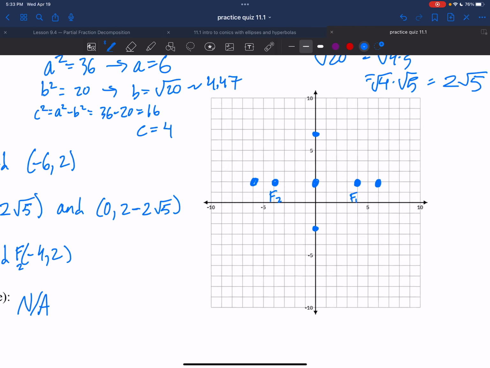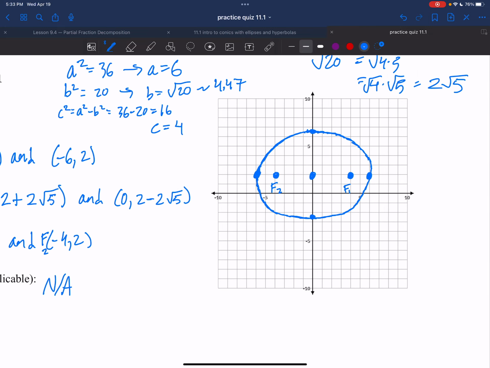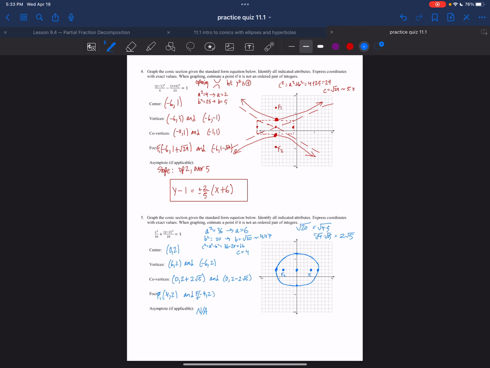And now, on my iPad, I will try to draw, as best I can, an ellipse. Just try to connect this, and it doesn't need to be perfect, but you gotta make it elliptical. Okay, this one kind of looks like a lemon. That's just me. Okay, and there you go, there's your ellipse.